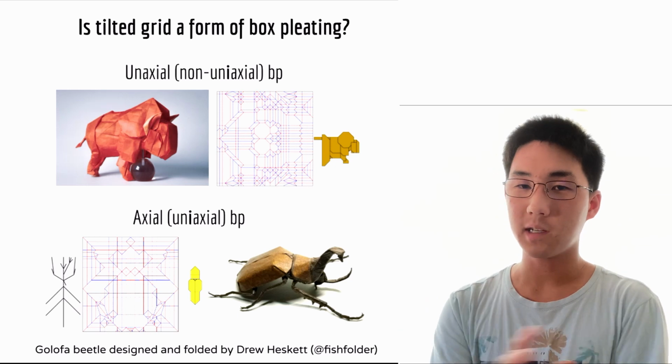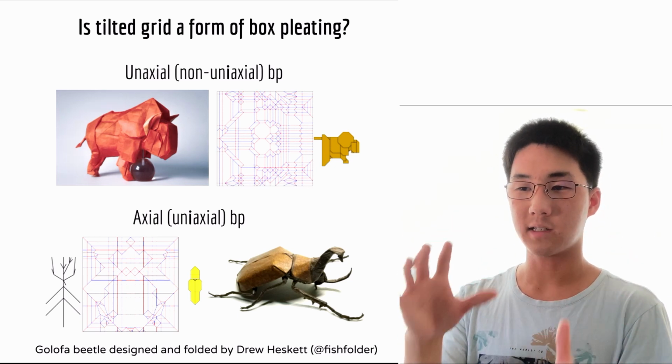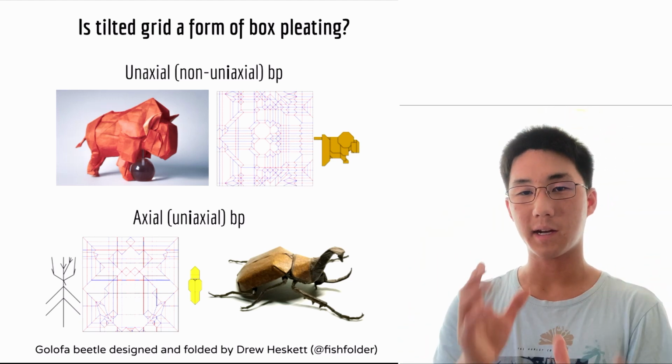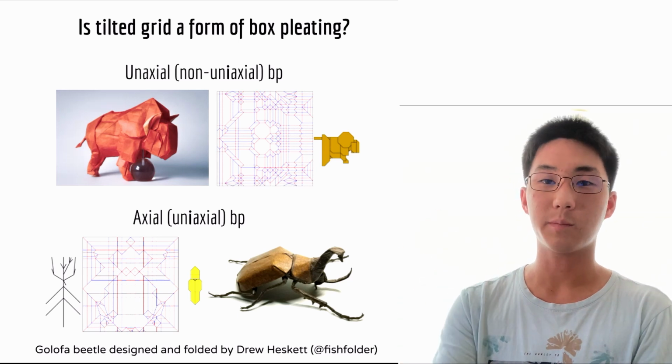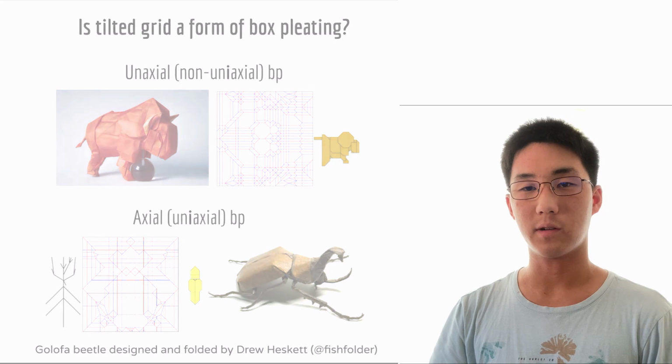And you see there's no tree, it's not a stick figure, there's no flaps, there's no rivers, it just lies on a grid. Now, with these 2 definitions in mind, we have the definition of axial versus non-axial, and then we have the definition of what is box pleating in general. Let's take another look at our tilted grid crease pattern examples.